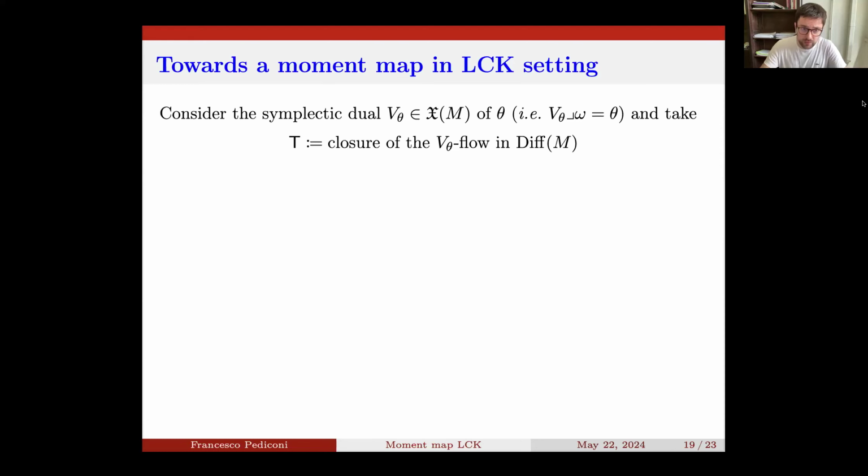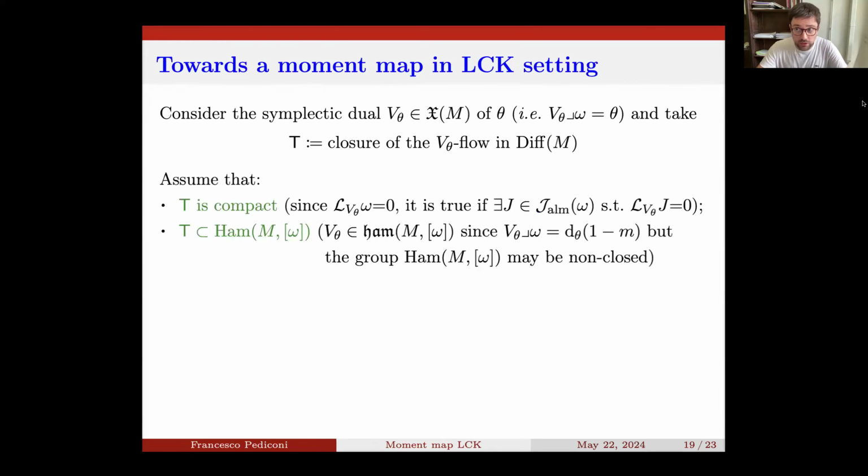Okay. Now you need some assumptions on this closure. First of all, you need that this closure is compact, so that this turns out to be a true torus acting on the manifold. And second of all, you need that this torus acts by Hamiltonian automorphisms. So let me spend a few words on these assumptions.